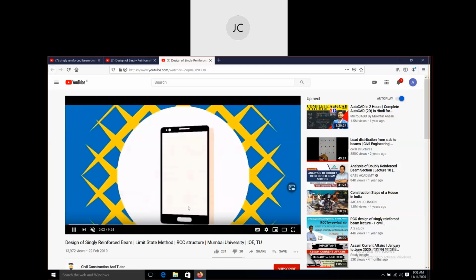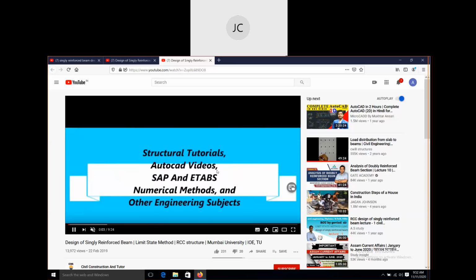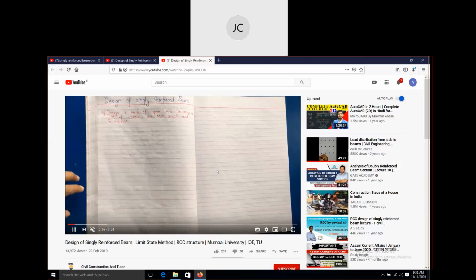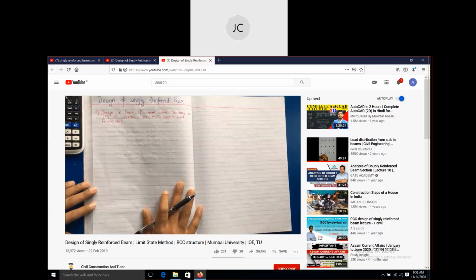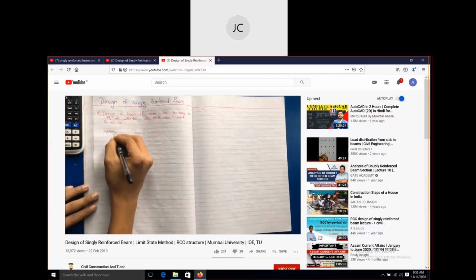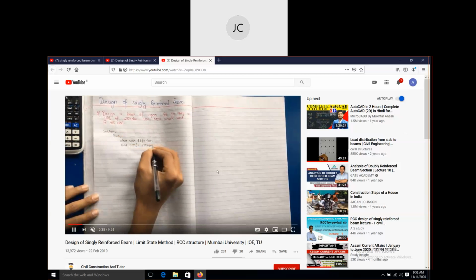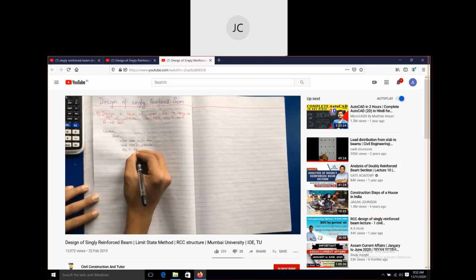Okay, so let's see the example. This is the question: design a beam of span 4 meter to carry a UDL of 25 kilonewton per meter, and you have to use M20 concrete and Fe 415 steel. First you have to write down the given data. Clear span is given, UDL is given.